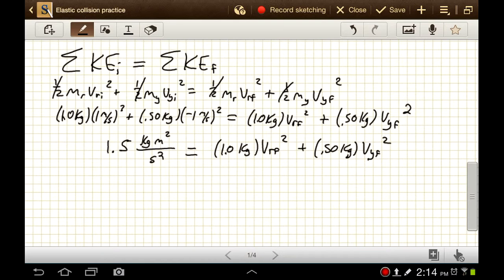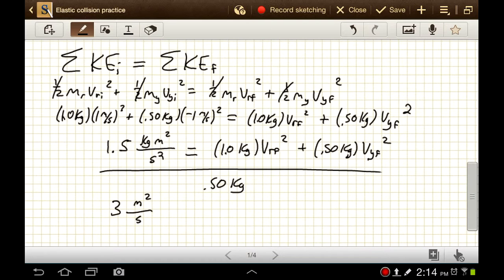And again, I like working with whole numbers, so I'll just divide everything here by 0.50 kilograms, and I'll end up with 1.5 over 0.5 is 3 meters squared per second squared is equal to 1.0 divided by 0.5 is going to be 2 V red final squared plus 1, so I don't really need to write the 1, 1 times V yellow final squared. Okay, so now I have my two equations.